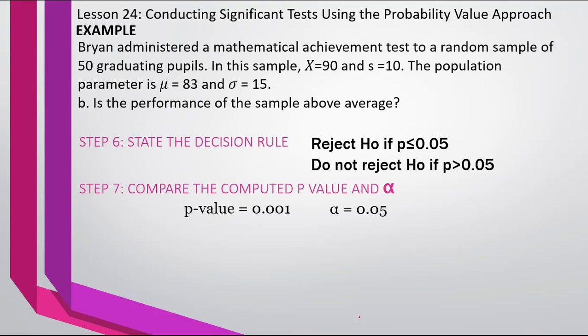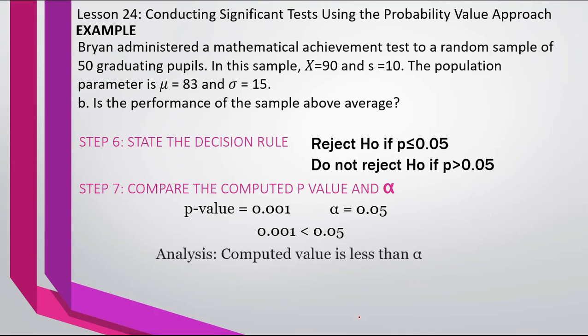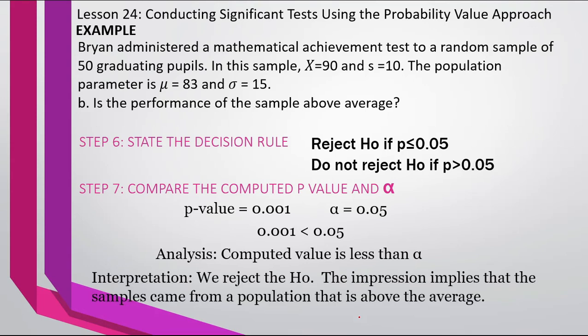Ang p-value natin ay 0.001 at ang alpha natin ay 0.05. Saang condition kaya siya papasok? Very good. That is in the first one. 0.001 is less than 0.05. Therefore, we can say that the computed value is less than alpha. So, ibig sabihin, we reject the null hypothesis because the impression implies that the samples came from a population that is above the average. Ayan, very good.